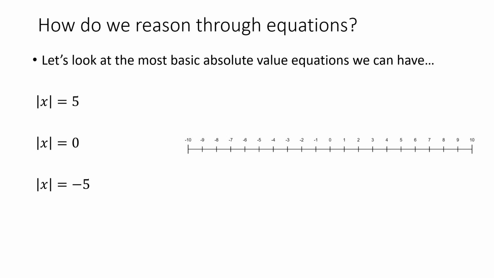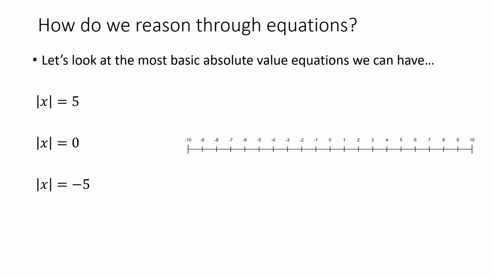So how do we reason through equations? Now that we've gone over what absolute value is, how do we reason our way through? We're going to start by looking at the most basic absolute value equations we can have. The absolute value of x is equal to 5, and we're looking for the value of x. We know it's an equation because we have an equal sign, and we know it's an absolute value equation because there's absolute value there.